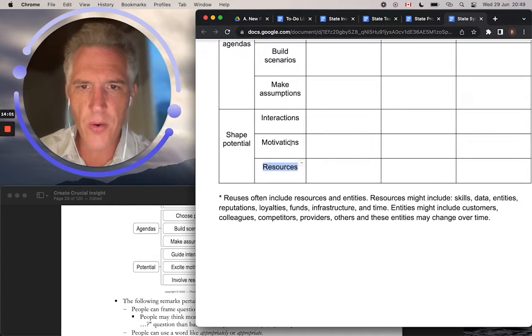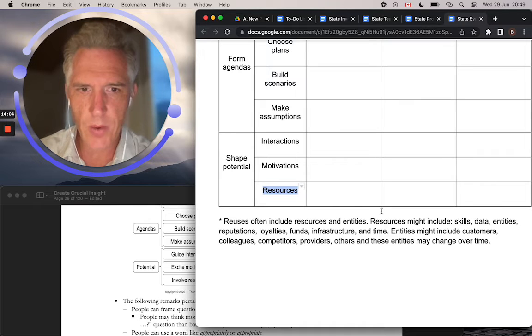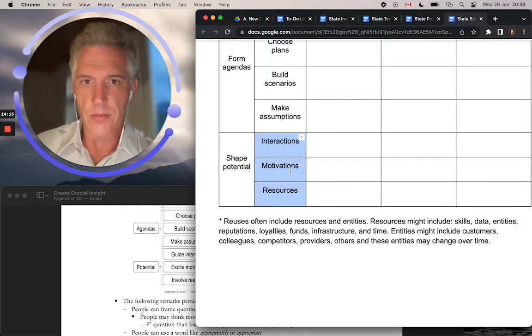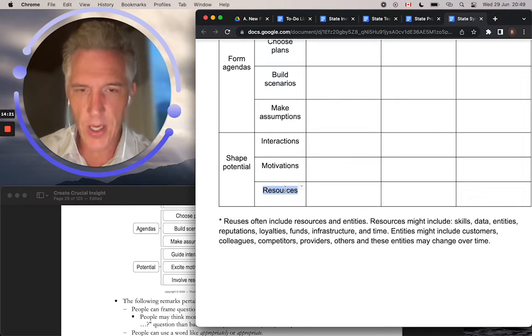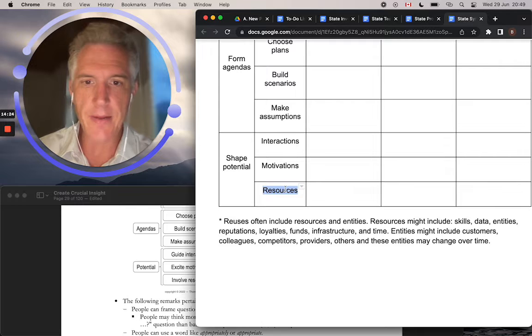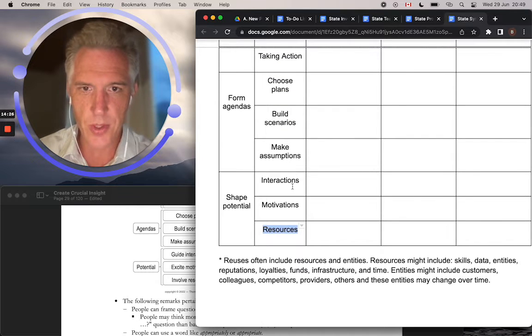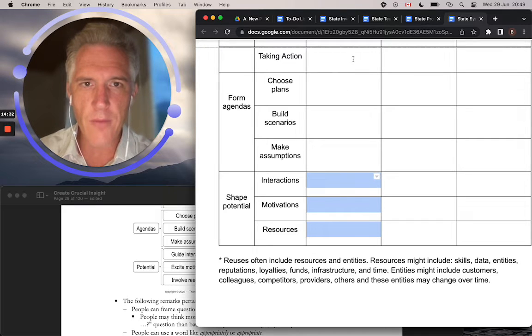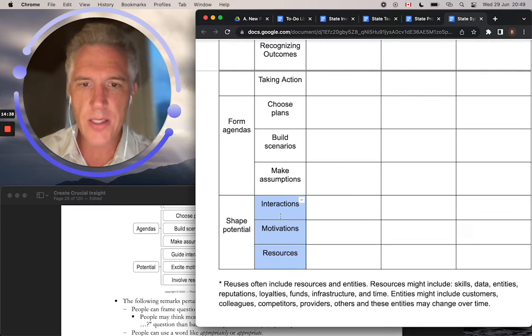So those are resources, right? So here it is, resources. And then also the entities, it's interactions. And then motivation is what gets these interactions to work with each other, within the context of using their resources and also taking advantage of available resources in order to move forward. All right, so you can see that the next level of what we're talking about, we go down to shaping potential, because we need to know, what do we have? What are we going to use in order to create these agendas?